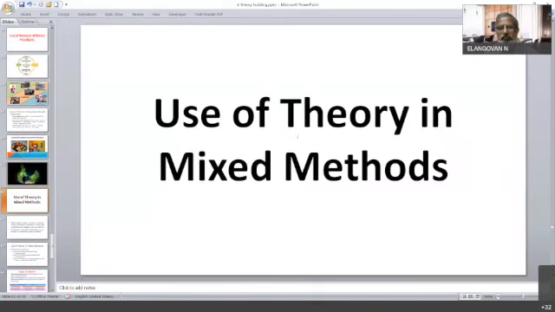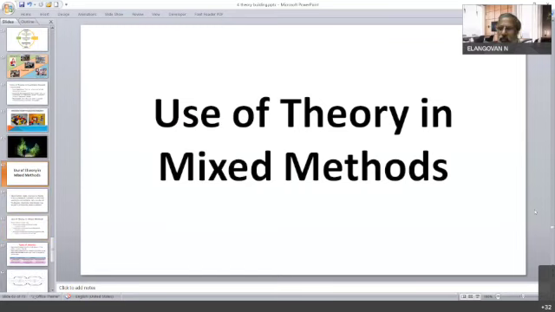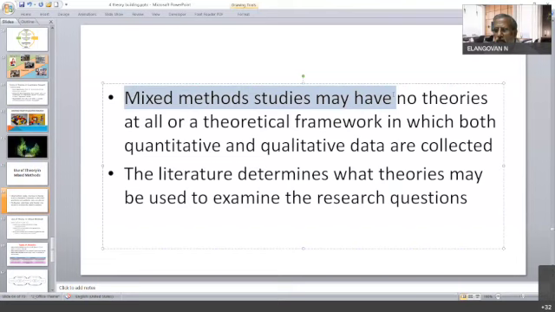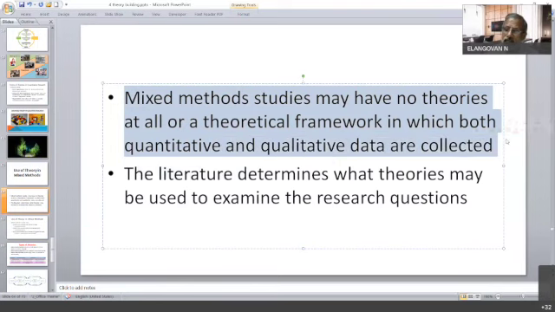But in mixed method, how is theory used? So you all know mixed method is qualitative and quantitative mixed. Mixed method studies may have no theories at all, or a theoretical framework in which both qualitative and quantitative data are collected. What is this kind of mixed method? It is a qualitative followed by a quantitative, or qualitative and quantitative concurrent.